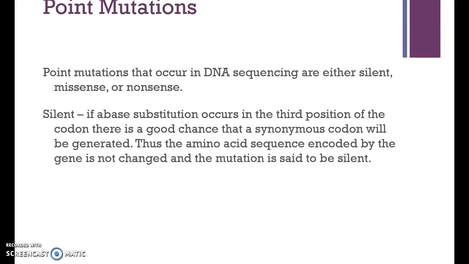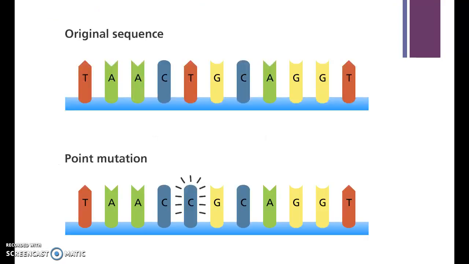Point mutations. Point mutations that occur in DNA sequencing are either silent, missense, or nonsense. A silent mutation is when a base substitution occurs in the 3rd position of the codon. There's a good chance that a synonymous codon will be generated. Thus, the amino acid sequence encoded by the gene is not changed, and the mutation is said to be silent. Here's an original sequence versus a point mutation.